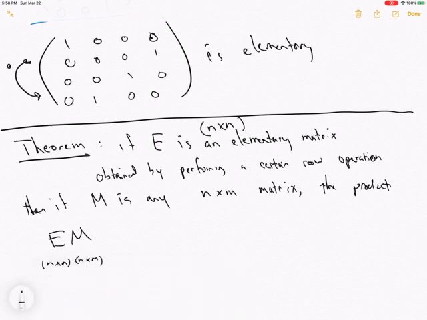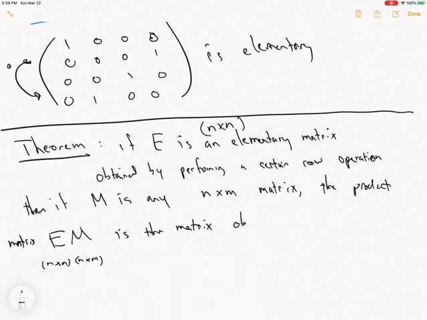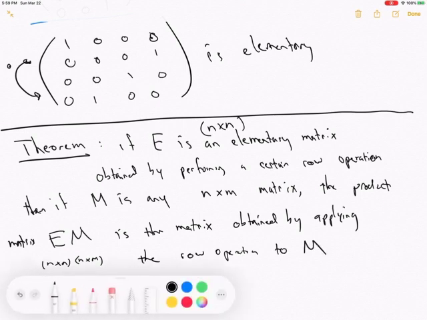So we're allowed to, they're compatible, so you can multiply them. Then the product matrix is the matrix obtained by applying the certain row operation to M. So there's this cool correspondence.